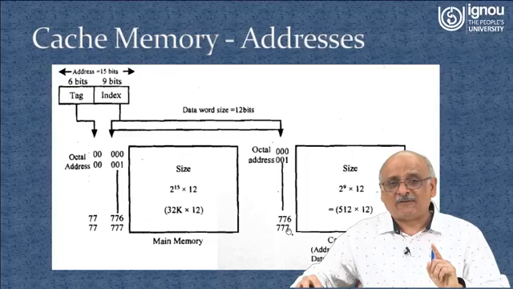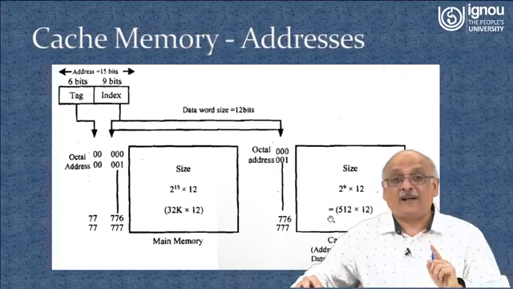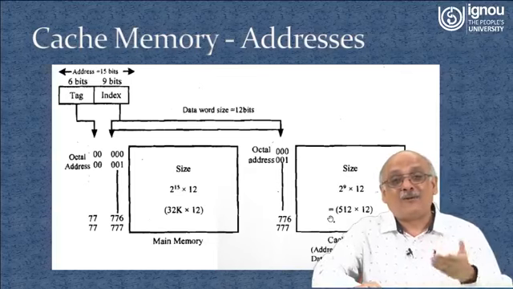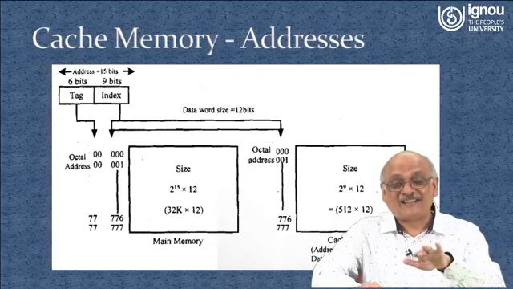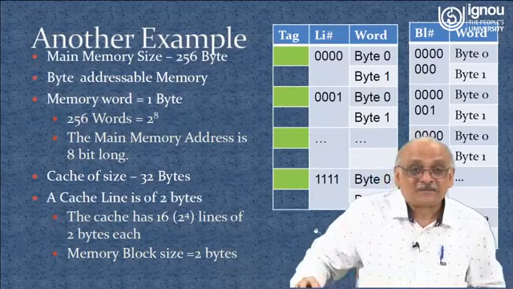Now, which of these RAM locations is stored in this particular cache memory? This tag field is going to determine that. How? This how is still not answered. So let's look into a simpler example now. Alright?